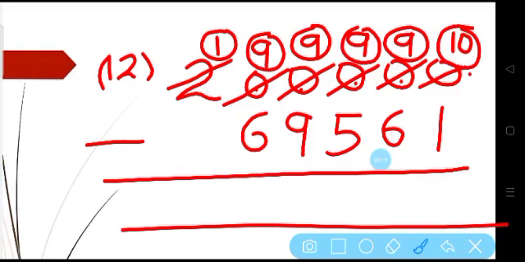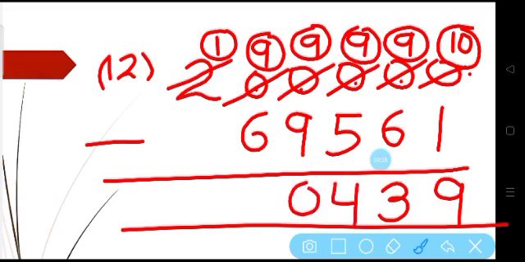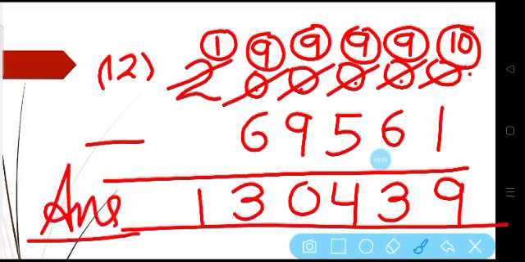So 10 minus 1 will be equal to 9. 9 minus 6 will be equal to 3. 9 minus 5 will be equal to 4. 9 minus 9 will be equal to 0. 9 minus 6 will be equal to 3. And 1 you will copy down as it is. So hence our answer is 1,30,439. Okay students. So we have done all the book part. 7 to question number 12 we have done. Rest of the part from question number 1 to 6 you have to do in your book, in your homework. Okay.